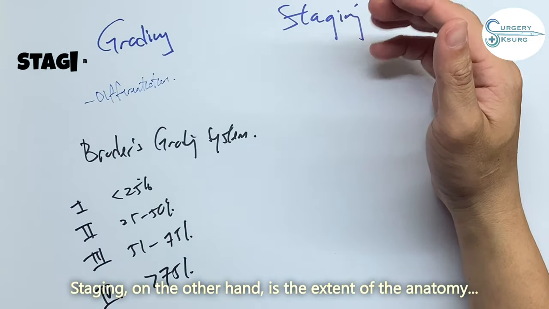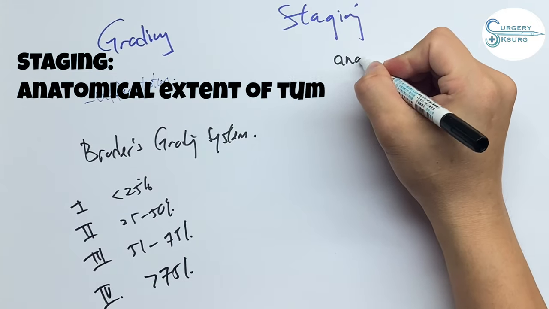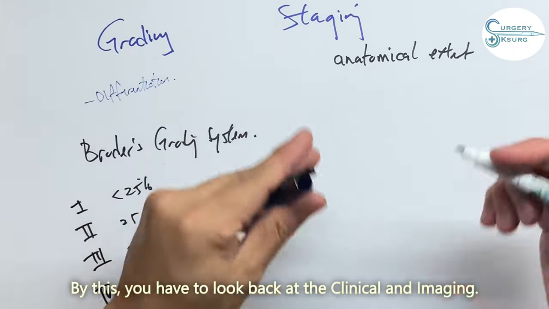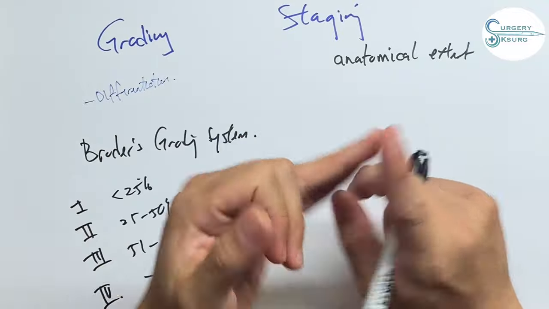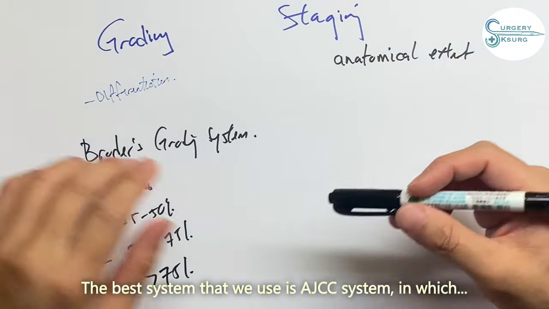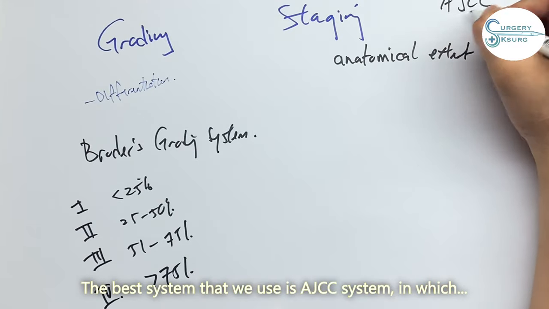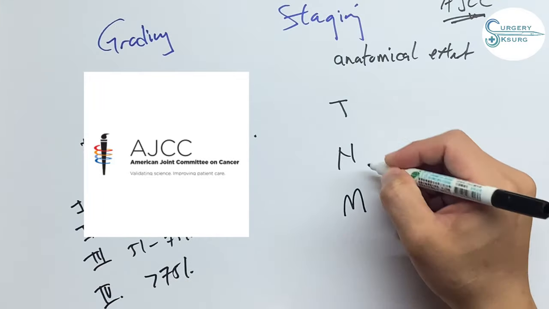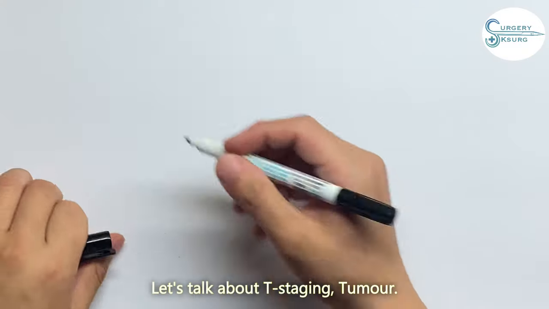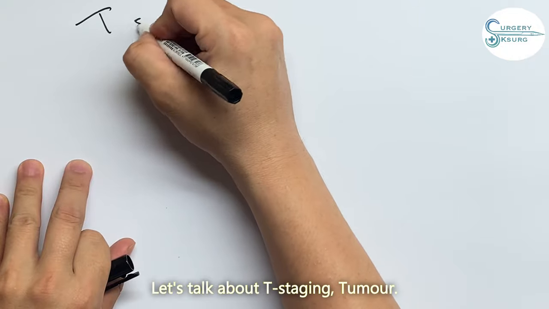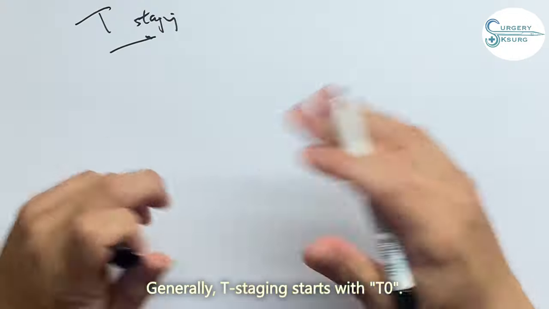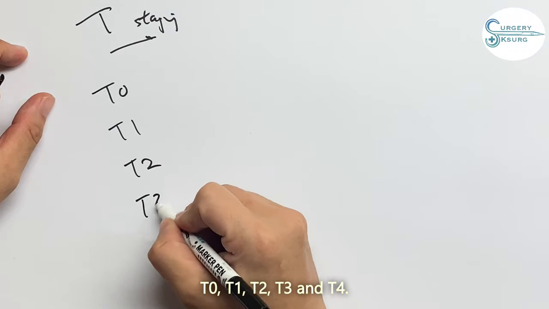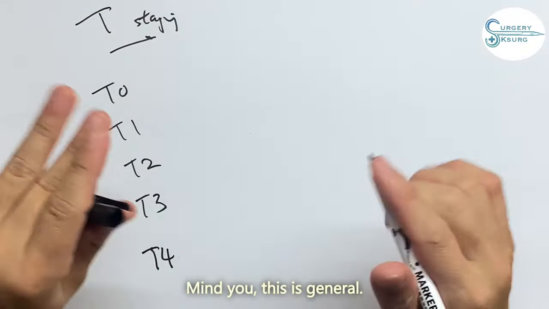Staging, on the other hand, is the extent of the anatomy, or we call it the anatomical extent of the tumor. For this, you look back at the clinical and imaging findings. And the best system that we use is the AJCC system, in which we use the tumor, nodes, and metastasis, TNM staging. Let's talk about T staging, tumor. Generally, T staging starts with T0, T1, T2, T3, and T4. Mind you, this is general.